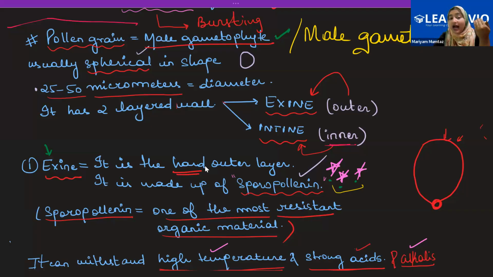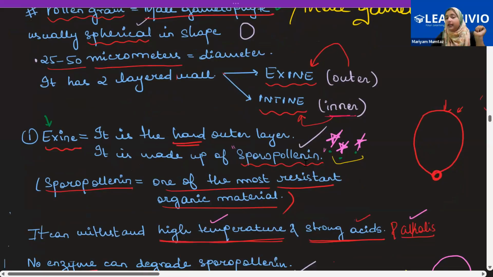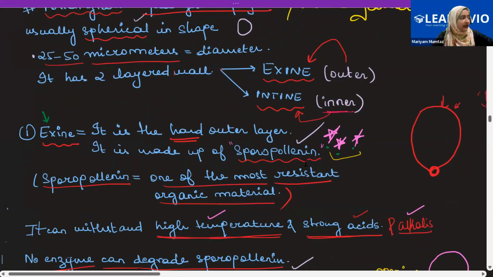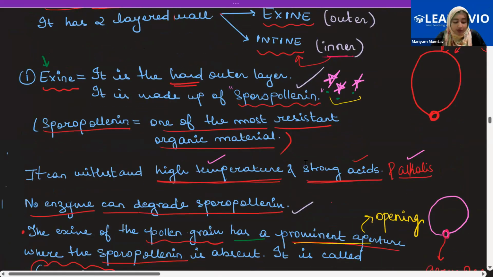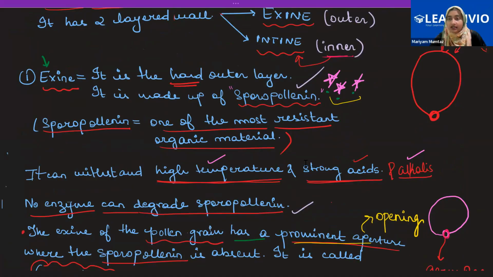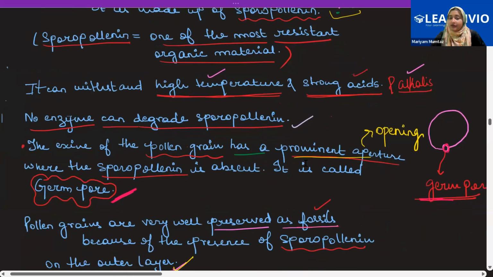So when we talk about the outer layer of the pollen grain, it is called exine, and it is made up of sporopollenin. So the outer layer of the pollen grain is harder. It's a very tough covering. Why? Because of the presence of sporopollenin. The sporopollenin is very, very resistant, meaning that there is nothing that can degrade it. No acid, no alkali, no temperature, nothing can degrade sporopollenin, the exine of the pollen grain.